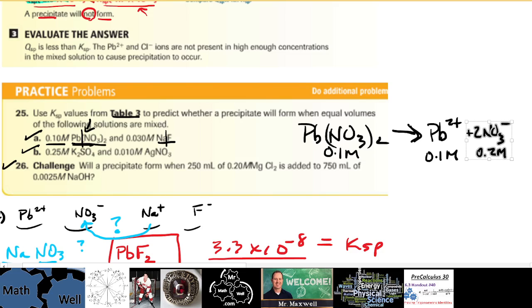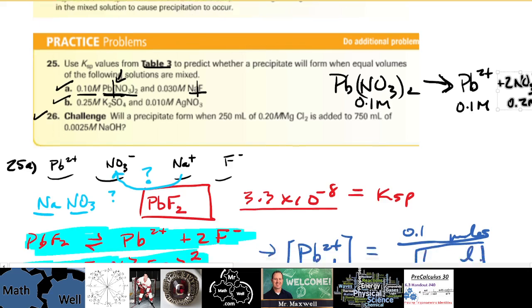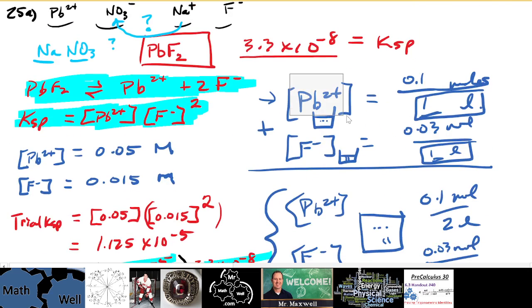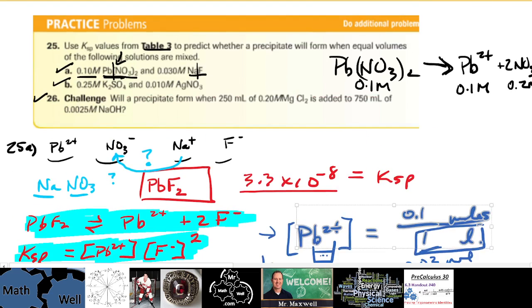And yes, you'll be able to find initial concentrations of the ions given the initial concentration of the very soluble compound. That's why I went right away to this: the ion is 0.1 moles per liter. I went right there because I know that this is very soluble and this is a 1-to-1 ratio with this ion, so I know the initial concentration of that ion.